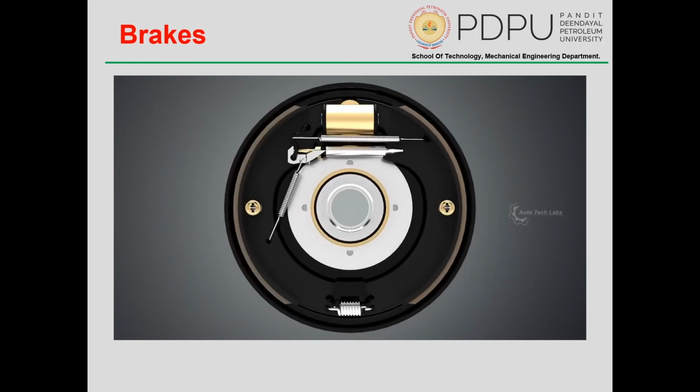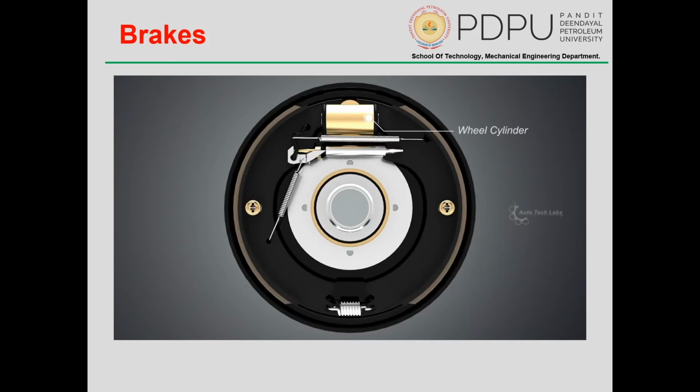Let's have a closer look with the wheel hub off. Backplate, this holds all the brake components together. Brake shoes. These will be pushed against the inner surface of the drum. The friction between the lining and the drum is what makes the wheels slow down. Hold down spring holds the brake shoes towards the backplate. Retaining springs return the brake shoes to their resting position.